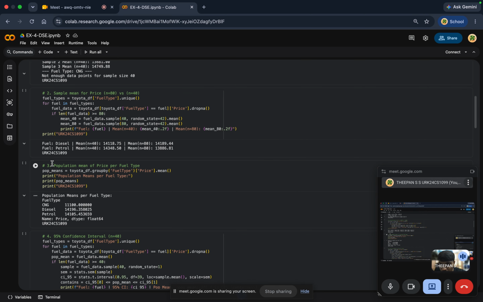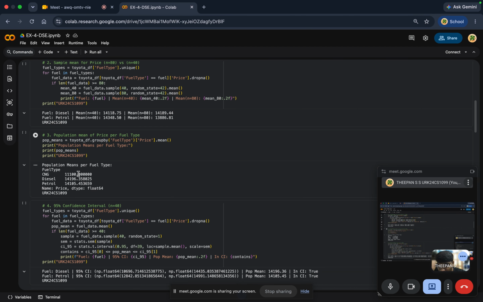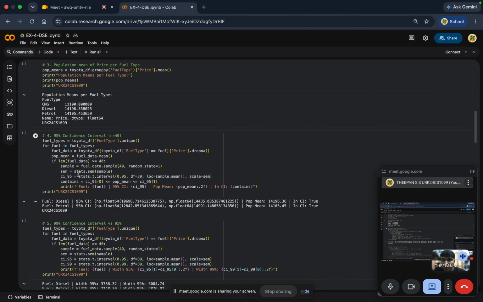And the third question is the population mean for the price per fuel. The goal of the third question is to calculate the true parameter, the population mean, for each category in the entire dataset. How the code works is a group by fuel type and price dot mean to compute the overall average price across the records for CNG.